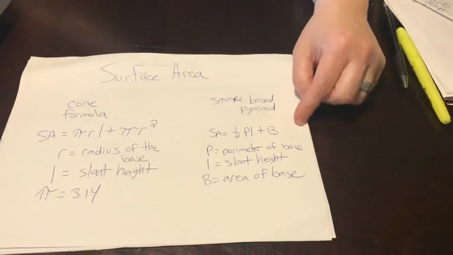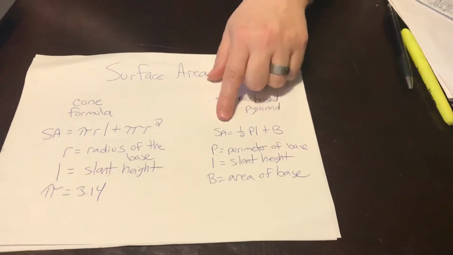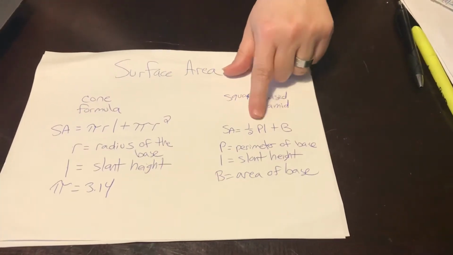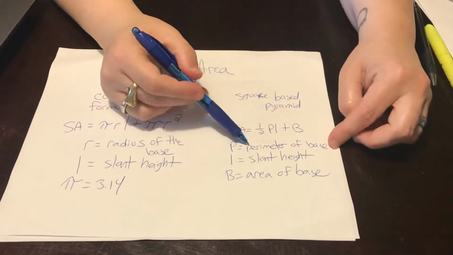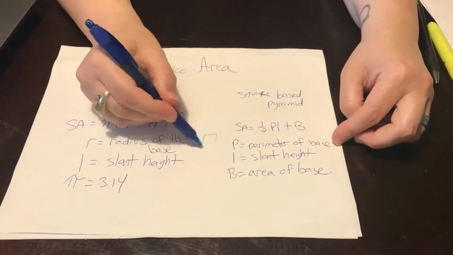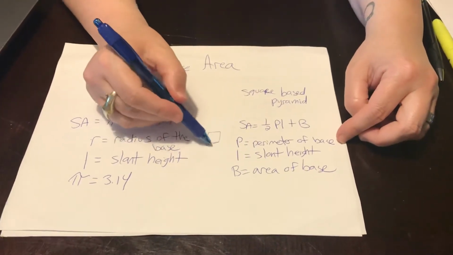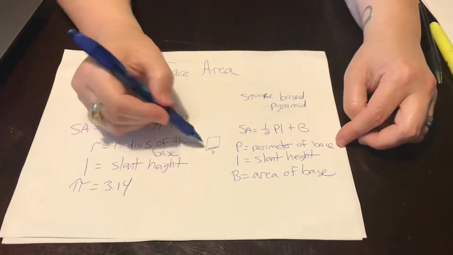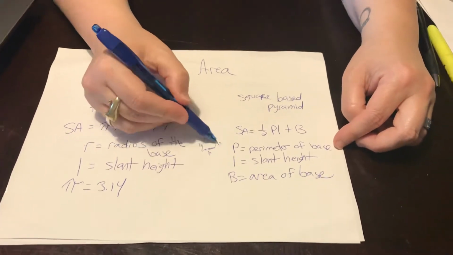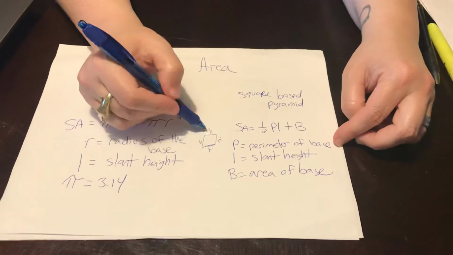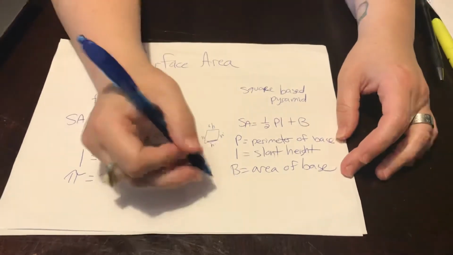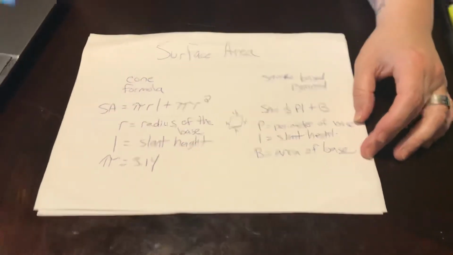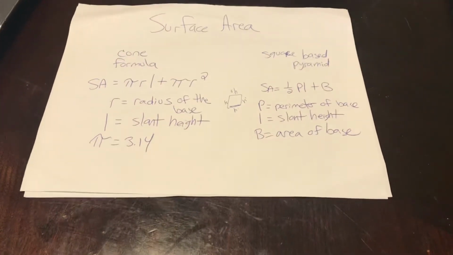The formula for the square-based pyramid is surface area equals 1/2 times P times L plus B. So down here, the P is the perimeter of the base. Remember, if you have a square, rectangle, whatever, and you have 4, 4, 4, 4, the perimeter is adding all of those together. The L is the slant height, and B is the area. Remember, area is length times width. So perimeter is side plus side plus side plus side, and area is length times width.